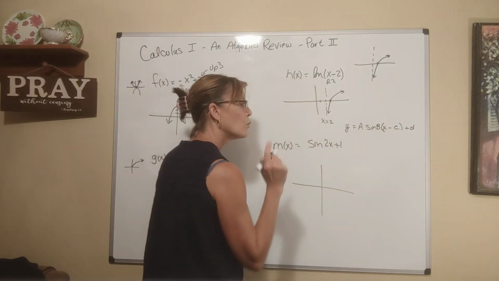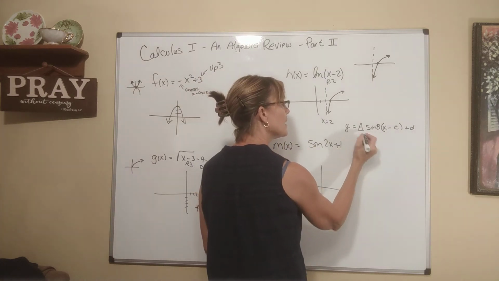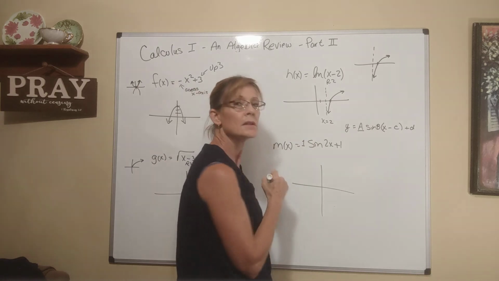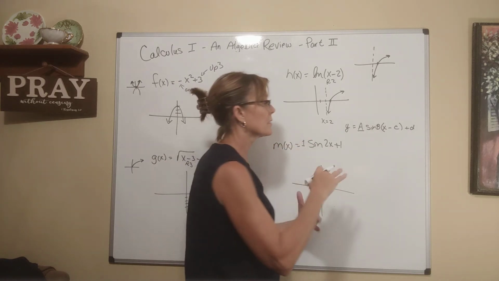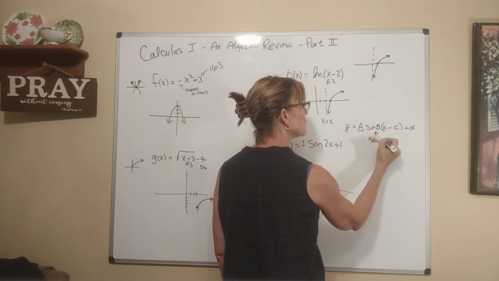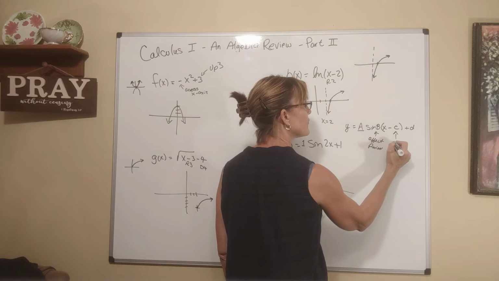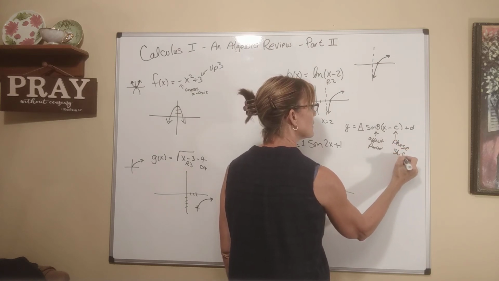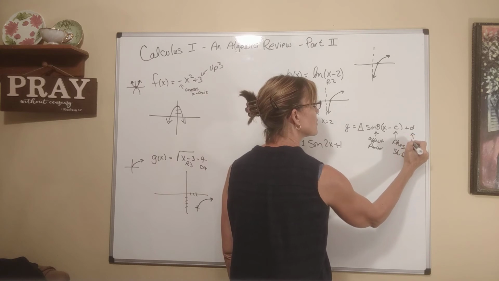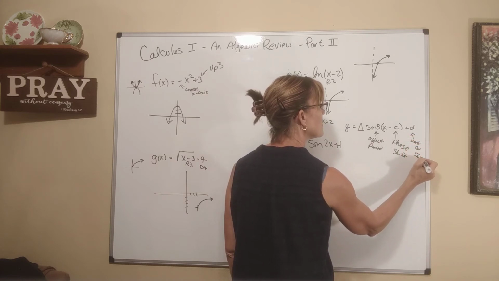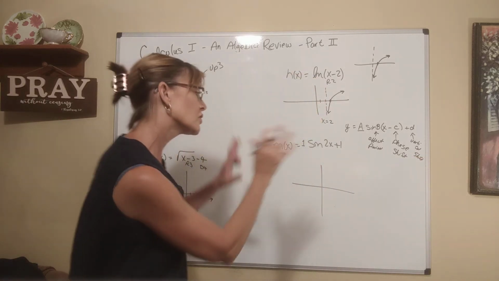So what you need to remember is a is the amplitude of our sine graph. And so our a is the number 1. It's going to be up and down between 1 and negative 1. B, what does this do? It affects the period. C is the phase shift, or the horizontal shift. D is a vertical shift. If you remember this from trig. So those are the elements.